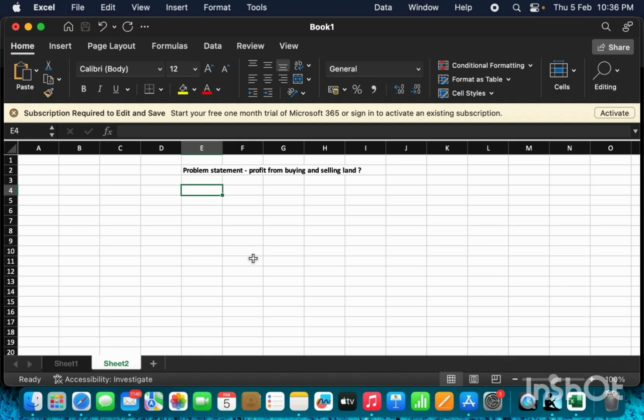The first problem statement I've chosen is: how do you make profit from buying and selling land? There's a very interesting concept called leveraged buyout, which we will discuss today, and basically we will discuss how to do it in Excel. I'll try to keep this very basic. Excel can be made very complicated with formulas, but that does not help anyone. Take it from me, coming from a Big Four strategy consultant, complication does not equal good quality work.